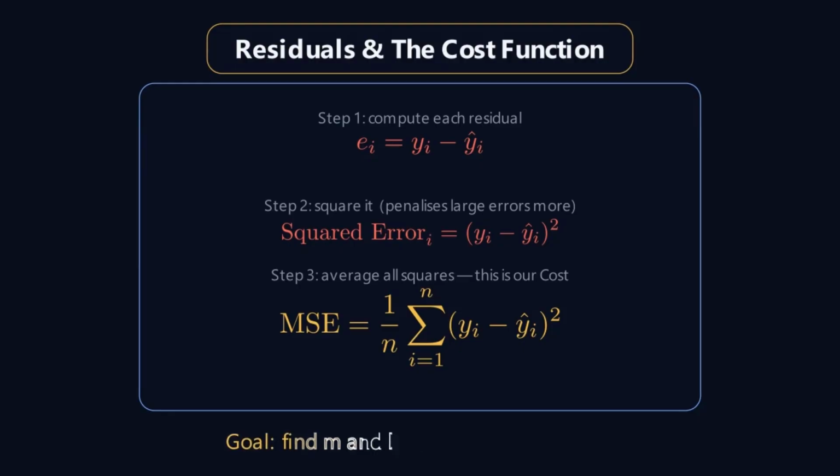We square each residual. This ensures everything is positive, and it punishes large errors much more than small ones. Then we average all the squared errors. The result is the mean squared error, our cost function. MSE equals 1 over n, sum of y sub i minus y hat sub i, squared. The lower the MSE, the better our line fits the data. Our goal is clear. Find the values of m and b that minimize the MSE.